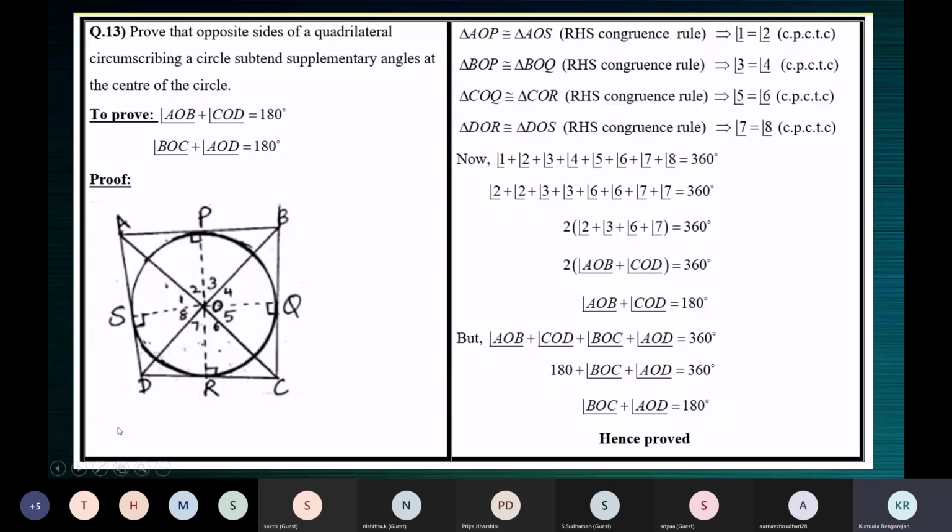Is it fine, children? Can we prove it in another manner? Yeah, tell me. We can take any quadrilateral OQCM. If we take that, we can get it as a square. So we will get angle 5 is equal to angle 6, which is 45 degrees.